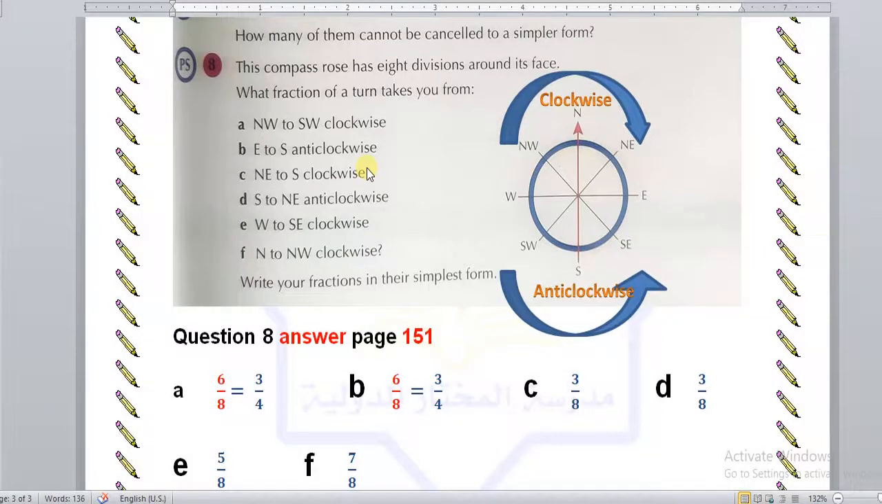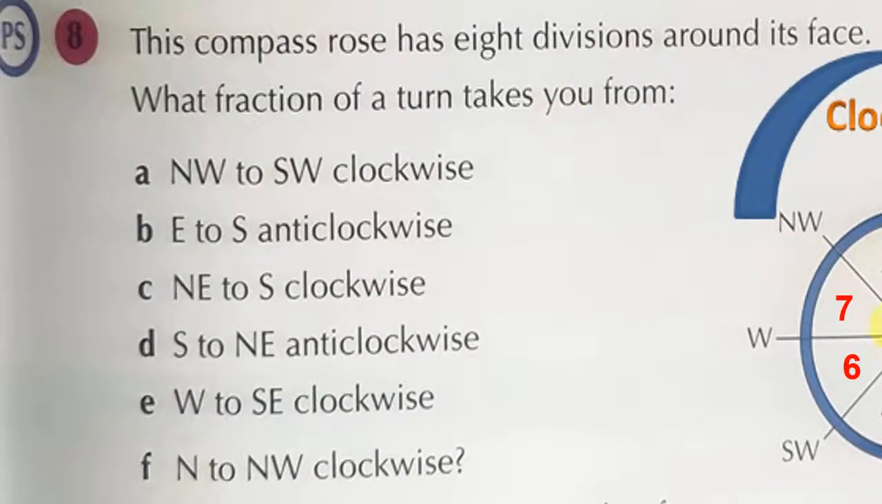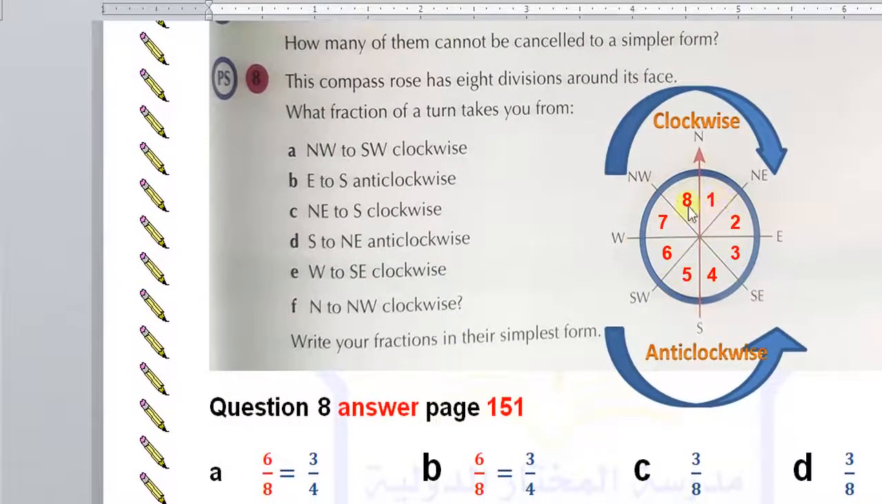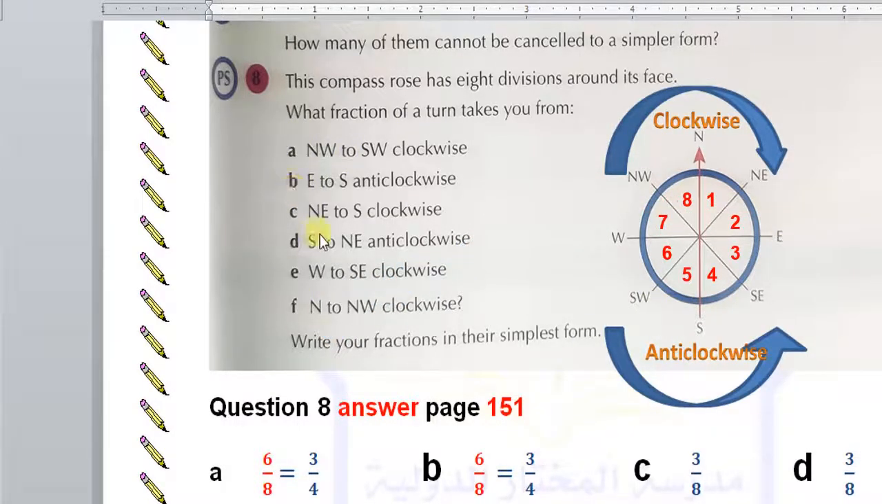Okay, and now with question number 8, we have a compass here that's been split into 8 divisions around its face, and we need to find what fraction of a turn takes you from one direction to another. These divisions are 8, that means we have a denominator of 8, and we need to answer from A to F. Okay, so for A, we have from NW to SW clockwise. Clockwise means that you have to count from left to right. So we have in W here, we start counting the divisions: 1, 2, 3, 4, 5, 6. We stop at SW because we were asked to stop here.